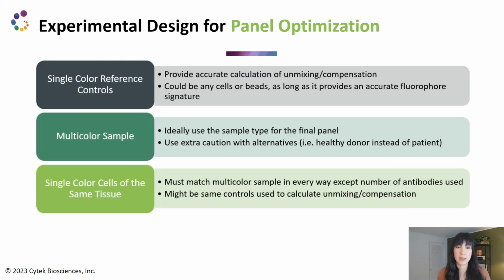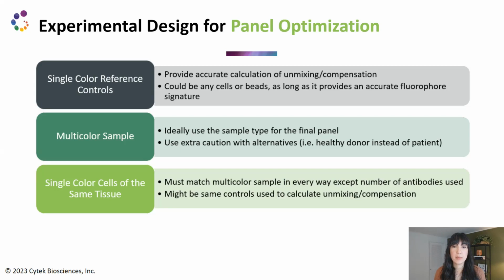And the last thing you have to bring that is critical to this panel optimization experiment is single color cells that are the exact same tissue as your multicolor sample. So you need to have the setup where your multicolor sample and single stain cells are the same in every single way except for the number of antibodies in the tube. That's what we're going to be analyzing in this panel optimization experiment. Now, depending on your setup, you might be using these cells to calculate compensation or unmixing, so you might already have them. But in the event that you're using beads to calculate compensation or unmixing, for this panel optimization experiment, you specifically also need to bring single color cells.